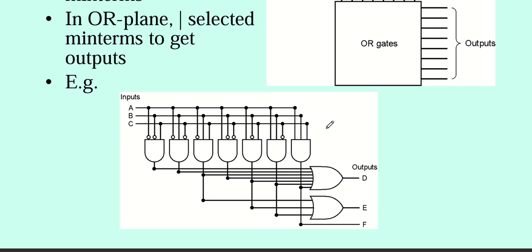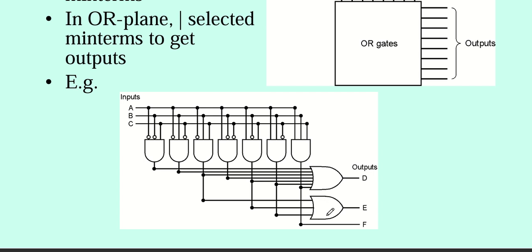When we take F alone, you realize that F is from only this one. F does not feed into any OR gate, so F is from only this one, and this one is A B C. There is no bubble here, so it means that F is A and B and C, A B C.